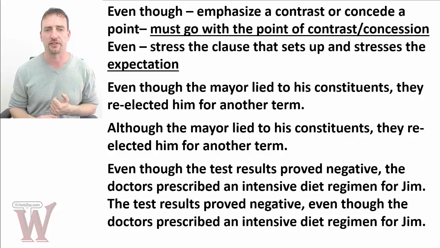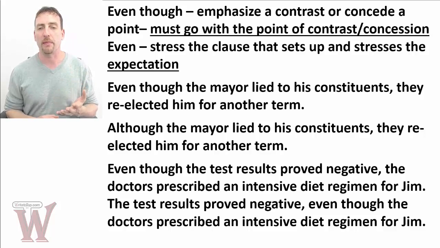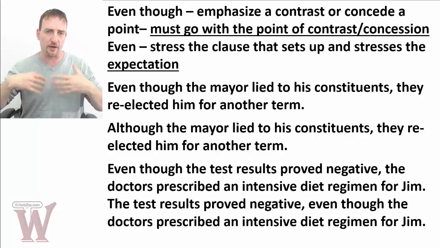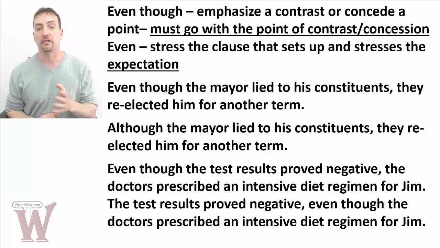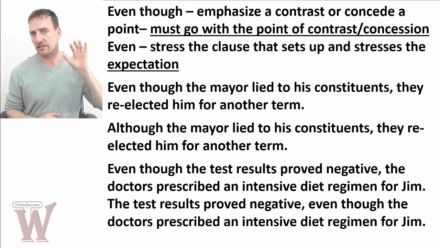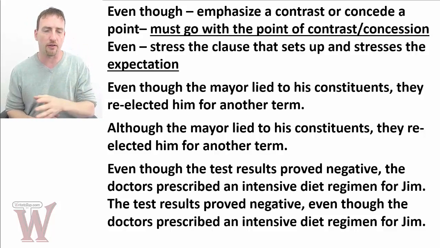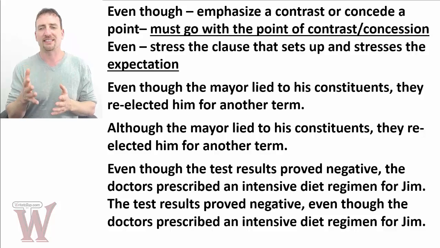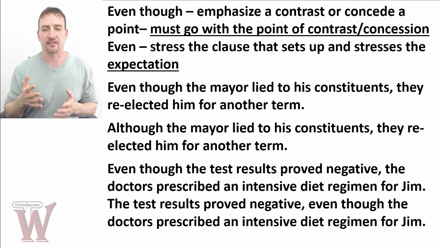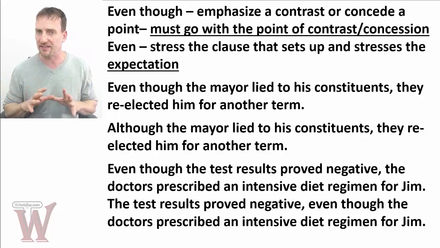Let's look at examples to understand. Even though the mayor lied to his constituents, the people living in the town who vote for the mayor, they re-elected him for another term. Now, I could say, although the mayor lied to his constituents, they re-elected him for another term. Even though is just a stronger although. But if I say, the mayor lied to his constituents, even though they re-elected him for another term, this is a different meaning of a sentence.